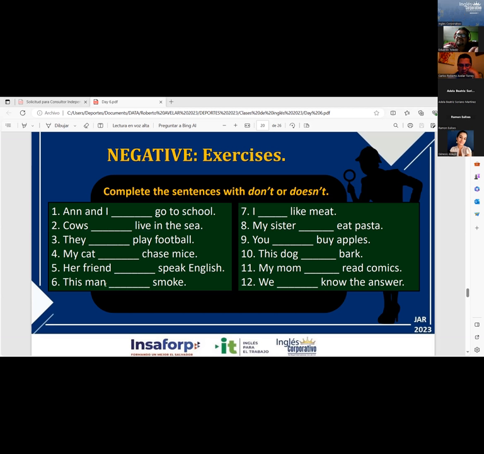Doesn't speak English. This man doesn't smoke. I don't like meat. My sister doesn't eat pasta. You don't buy apples. This dog doesn't bark. My mom doesn't read comics. We don't know the answer.